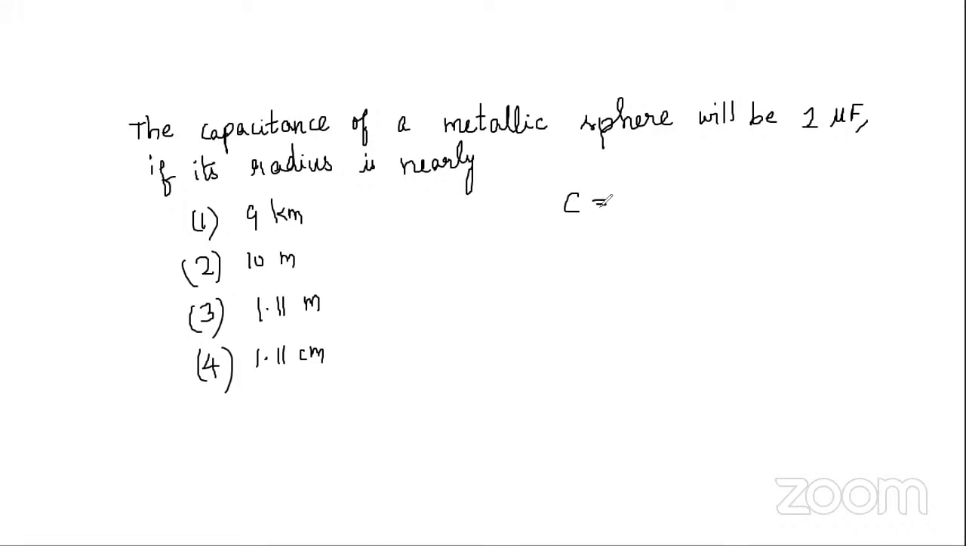So C equal to 4 pi epsilon naught into capital R. You have to use this equation. So this is 1 microfarad capacitance. That means 1 into 10 power minus 6 is equal to 4 into pi is 3.14 into 8.85 into 10 power minus 12 into r.